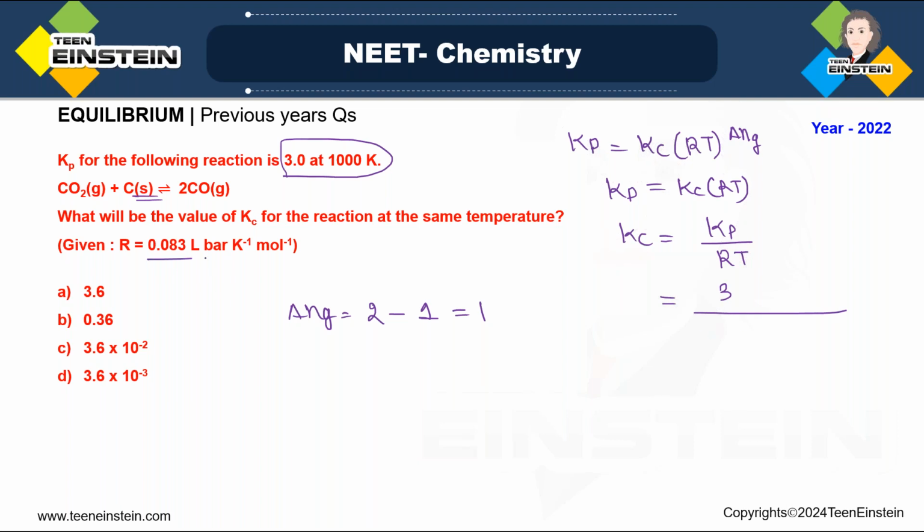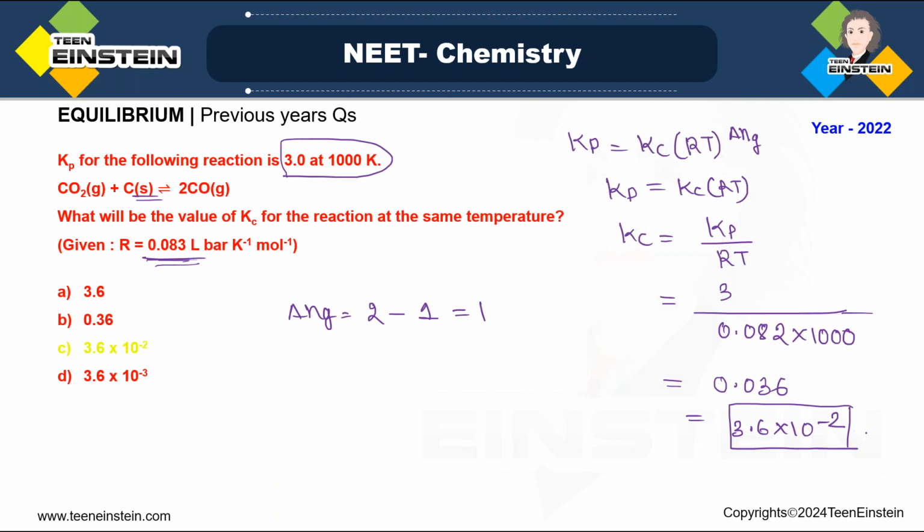Now which unit of R is given, you should still check it here. Okay, actually it doesn't matter because no volume or pressure terms are there, so whether it is liter or joule, it is not important here. Okay, 0.82. Now 0.036 is not directly given, so you can write it like this. Then it will be equal to 3.6 10 power minus 2.